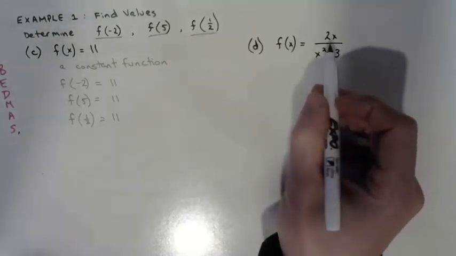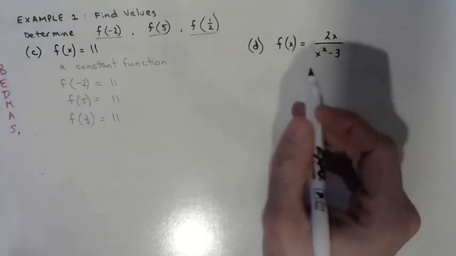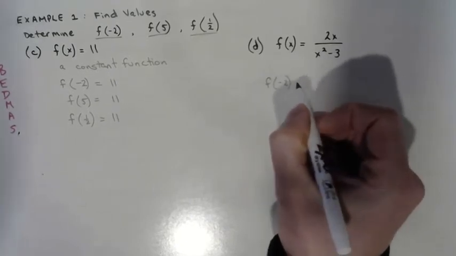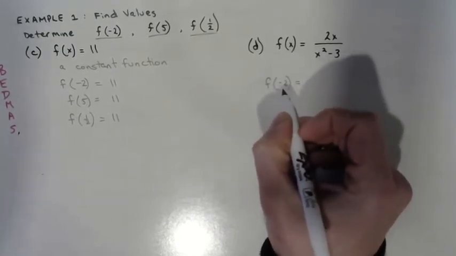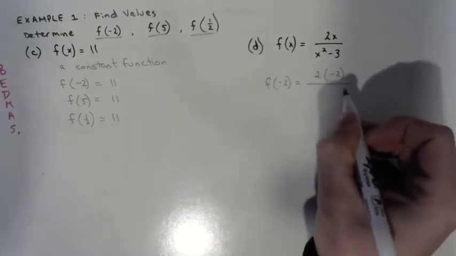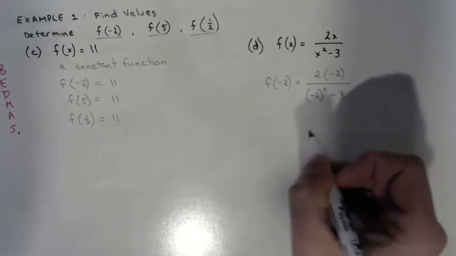It's called a rational function because it has the variable in the denominator as well. We're not going to worry too much about that. We're just going to go ahead and see what happens if we plug in a value of x equals -2. So in the numerator, I've got 2 times -2. In the denominator, I've got -2 squared minus 3.